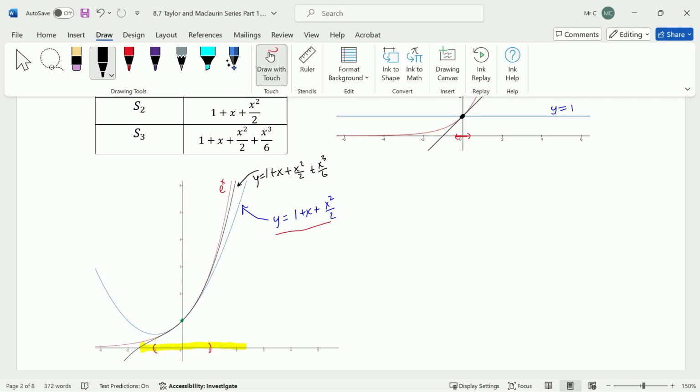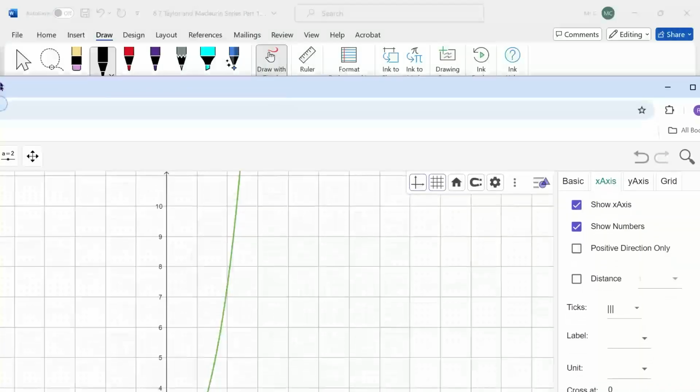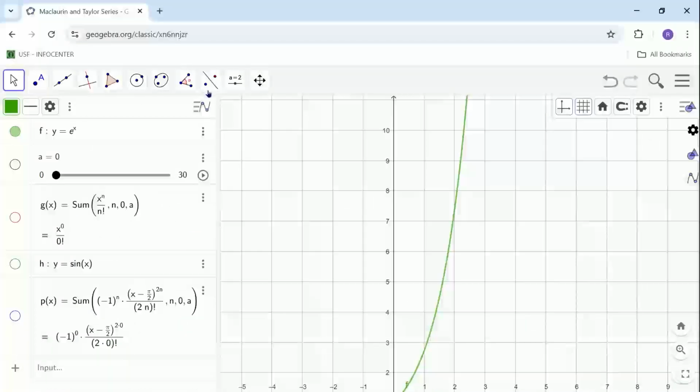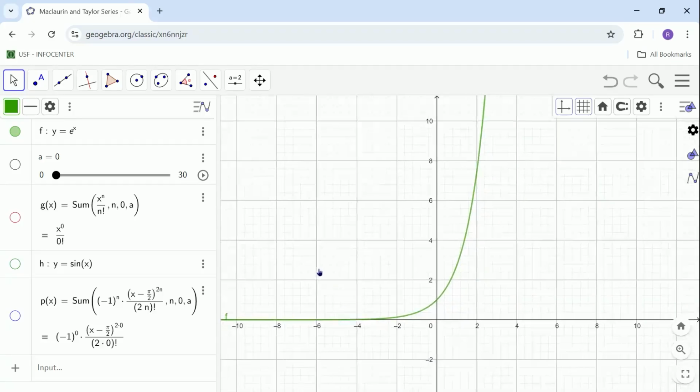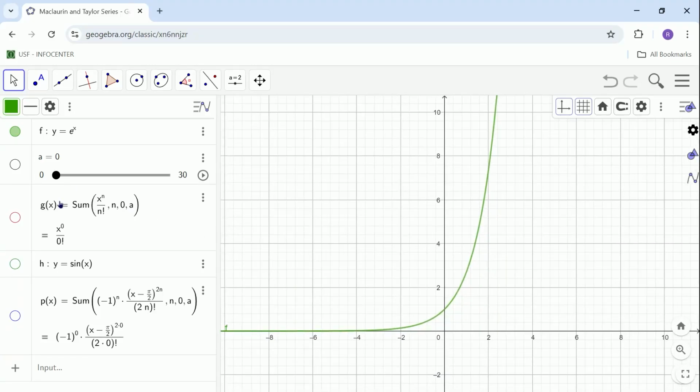So I want to see that in a little bit more detail here. So we're going to pull up a little graphing tool here. And this green graph here is just the graph for e to the x. Now what I've done up here, and you can ignore the stuff at the bottom, that's going to come up in a later problem, is set up the sum of x to the n over n factorial, and I'm summing from the 0th term to the a term.